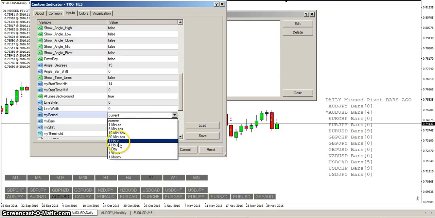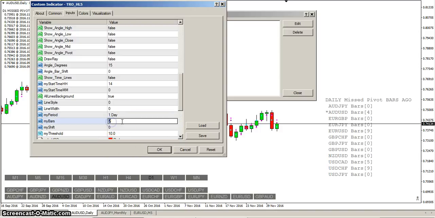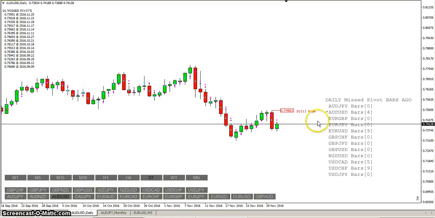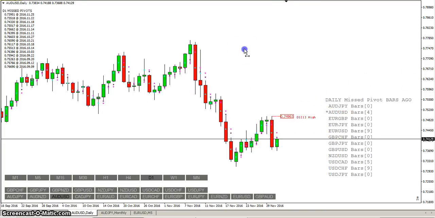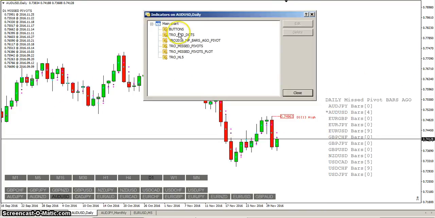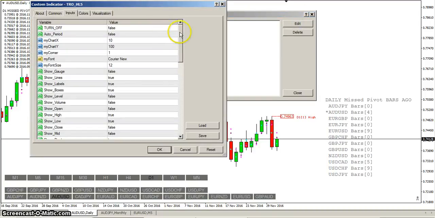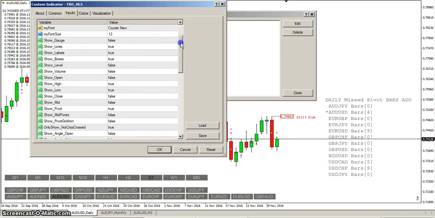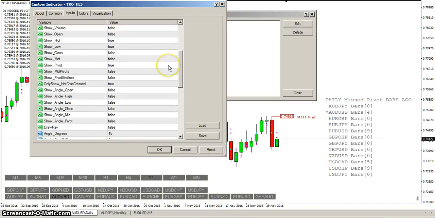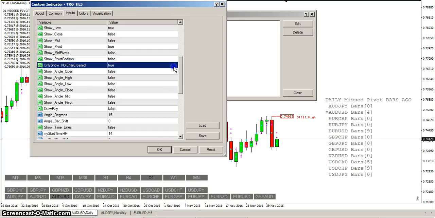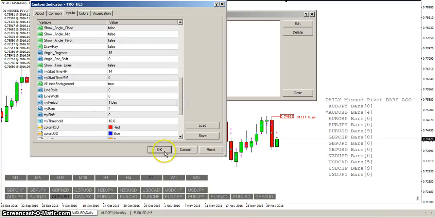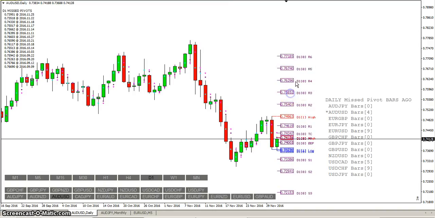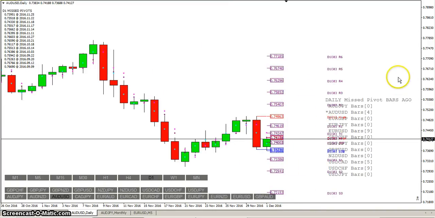And we want to use daily. And let's look at, we just need to look at a couple bars for what I'm going to show you. Okay, what didn't I do right? HL5. Show lines. Show pivot. Did I break the indicator somehow? That's what it probably was right there. Yeah. I didn't need to have that on.